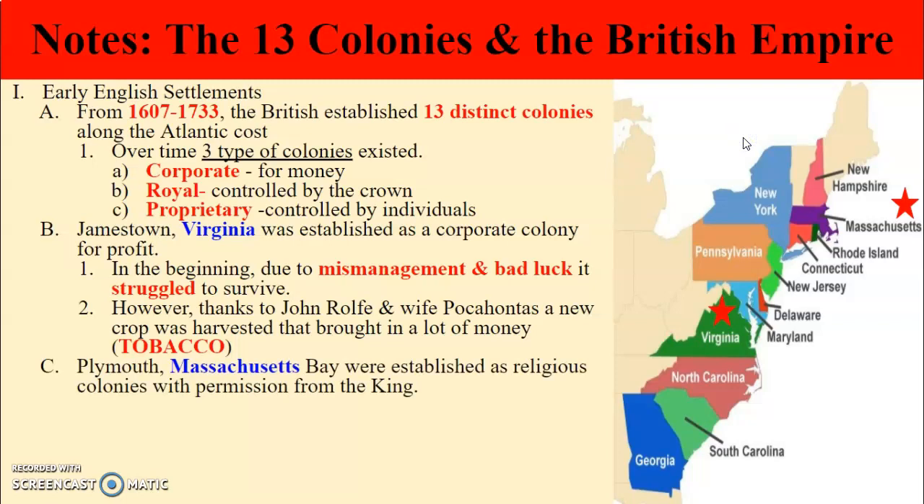Plymouth, Massachusetts was the second colony. It was established along the Massachusetts Bay, so up here. It was established for religious reasons. So Virginia was for money, for corporate. Plymouth, Massachusetts was for religious reasons.